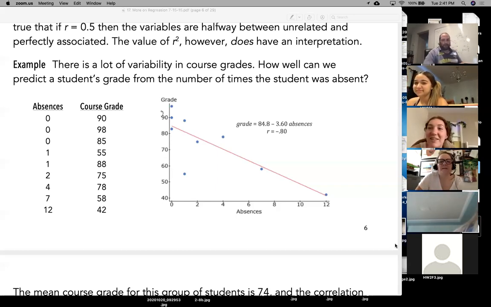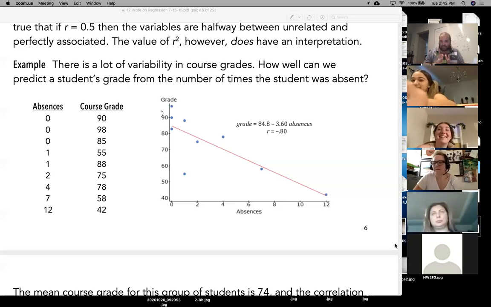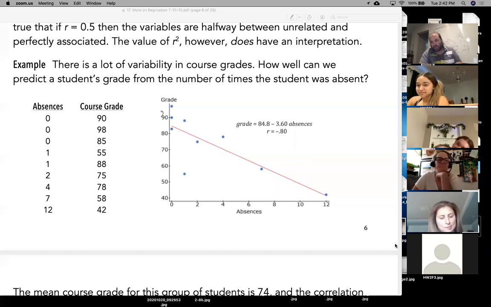Take negative 0.8 and square it. What do we get? 0.64, which is 64%. 0.64 is 64%, right? So that means 64%. Well, let me rephrase that.